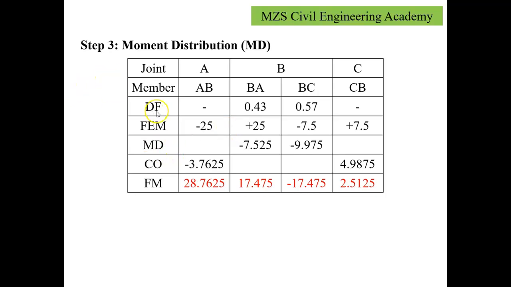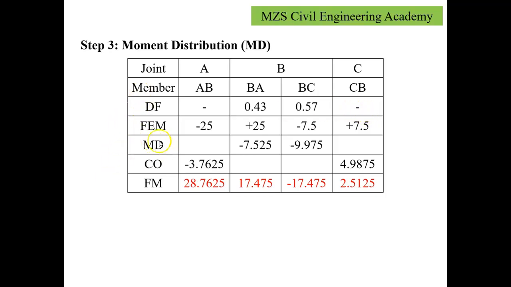If I talk about the distribution factor, for joint A there will be no distribution factor since it is a fixed joint. At joint B, we'll have the BA contribution as 0.43 and the BC contribution as 0.57. Whereas joint C is fixed, so no contribution will be there.